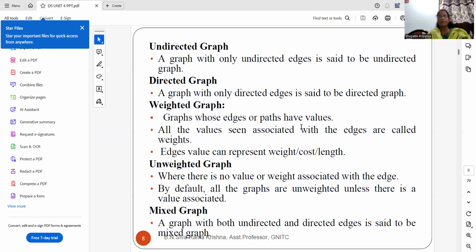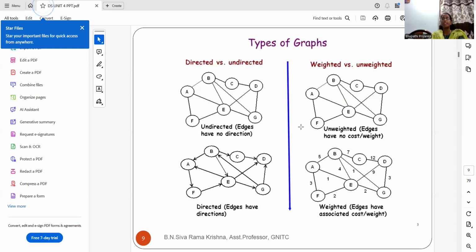Next, unweighted graph, where there is no value or weight associated with an edge, is known as an unweighted graph. A mixed graph is nothing but a graph with both undirected and directed edges. Here we'll see the different types of graphs with an example.